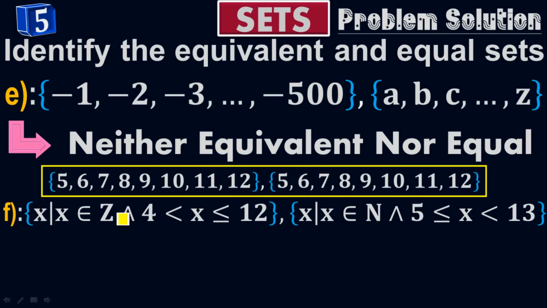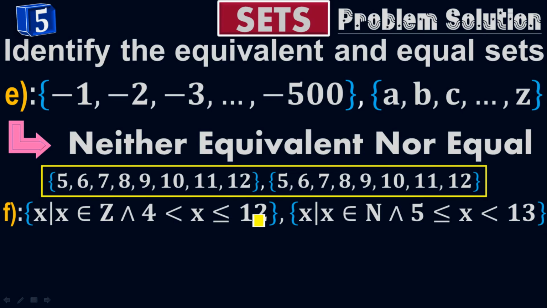For the first set, which belongs to integer, positive integers, we're going to have 5, 6, 7, 8, 9, 10, 11, 12. Because right after 4, the next integer will be 5. So we start with 5, not with 4, up to 12. Similarly here, it belongs to natural number. But which natural numbers? 5, 6, 7, 8, 9, 10, 11, 12. The starting value is 5 and the end value is 12. x less than 13 means the end value will be 12, the value right before 13.